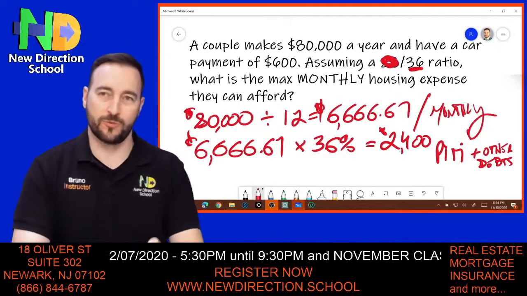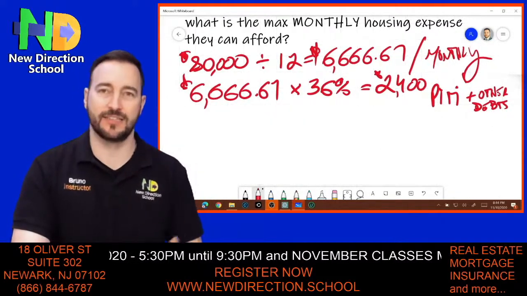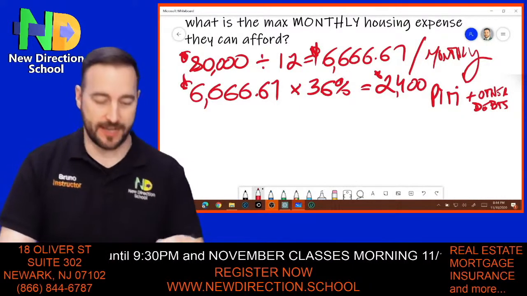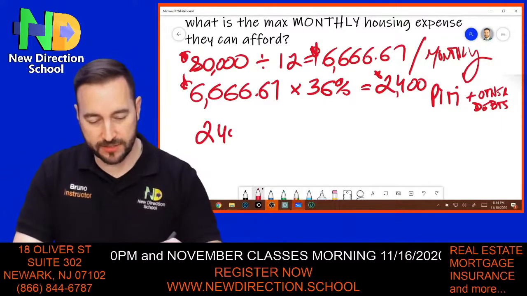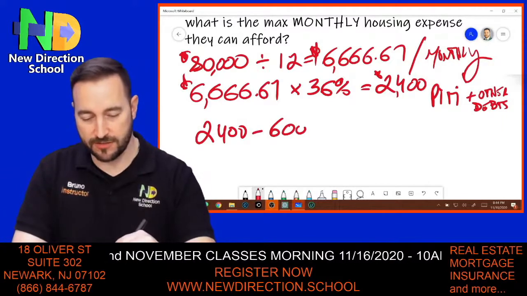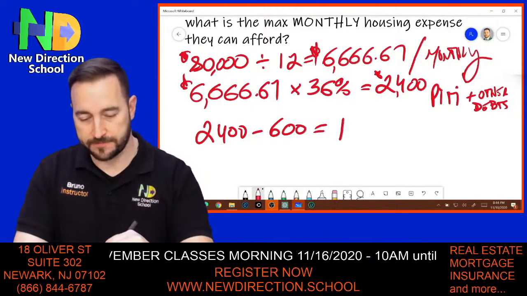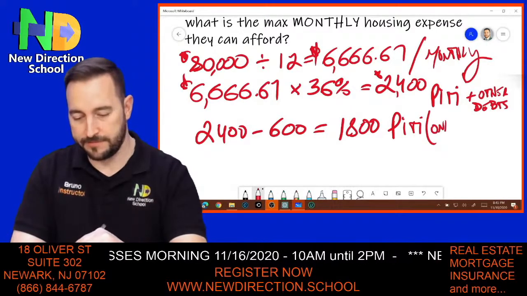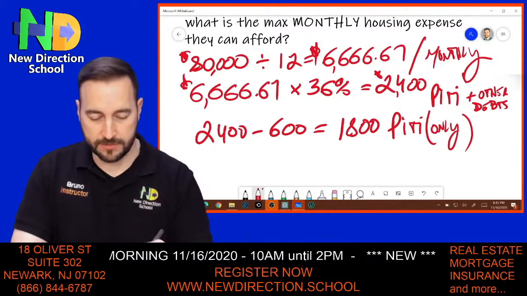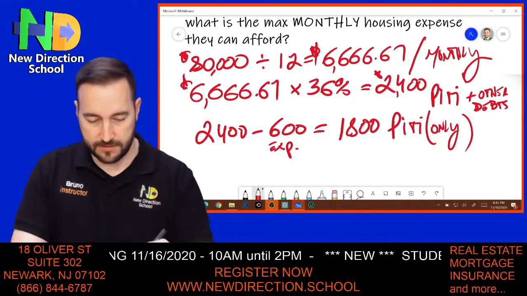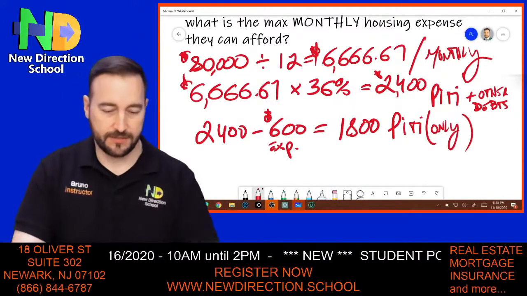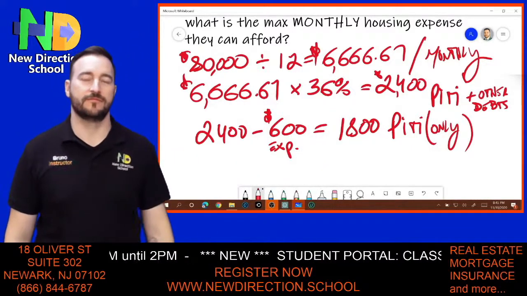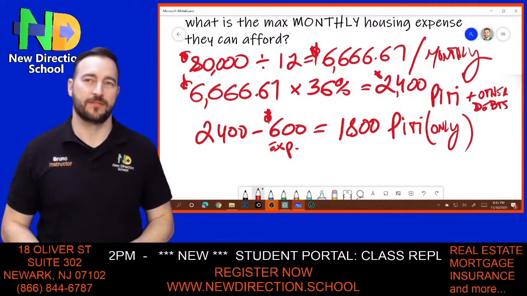So if that's the total, what we need to do next, guys, is deduct the expense and figure out what is the maximum housing that you can have. So 2,400 minus $600, and that equals 1,800 PITI only. Okay, so expense needs to be deducted. So that's the answer, 1,800.